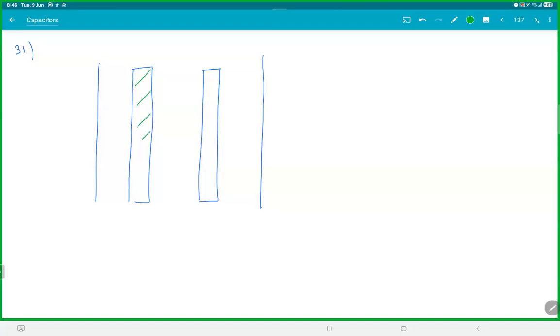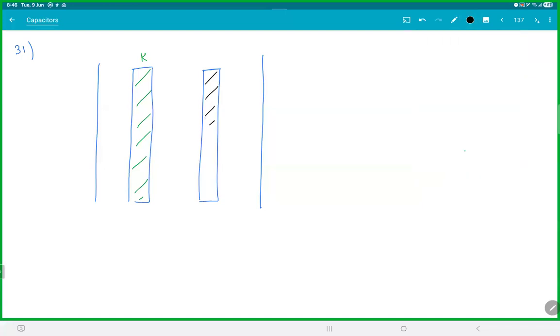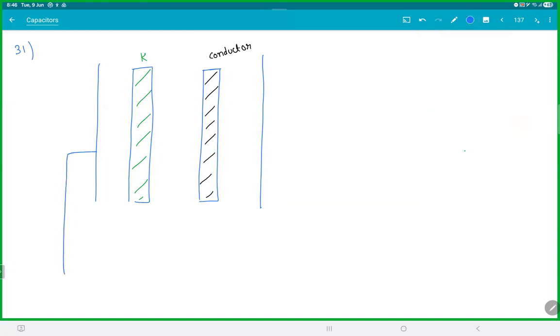This is a dielectric slab, K. This here is a conductor. This whole setup is connected to a battery. And this side is grounded, so that potential will be 0. So this point will have 0 potential, and this point will have potential V.